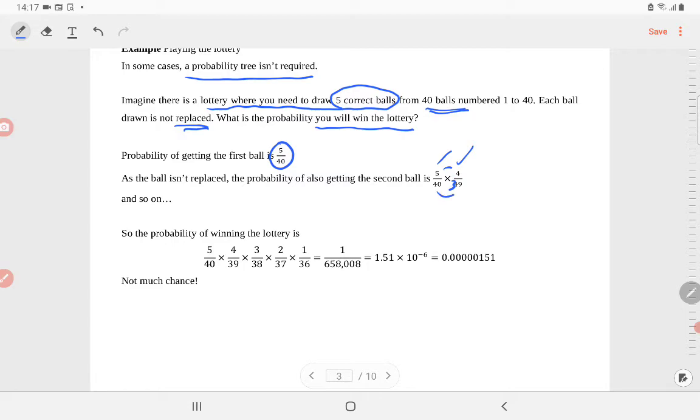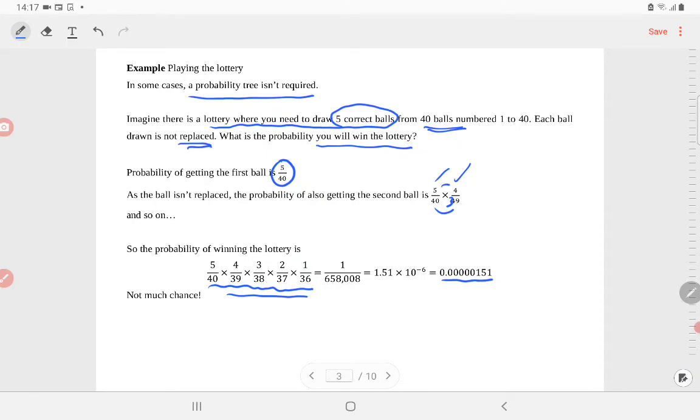Notice how the numbers decrease together. You've taken out 1 correct ball, okay. Now there are 4 balls left that you need to get, and there are 39 balls left because the ball's not put back. And as you can see, we continue that until all the balls have been taken out from the bag. So your probability of winning is going to be 1 on 658,008. As a decimal, it's very small. So that's why in the lottery you're very unlikely to win.